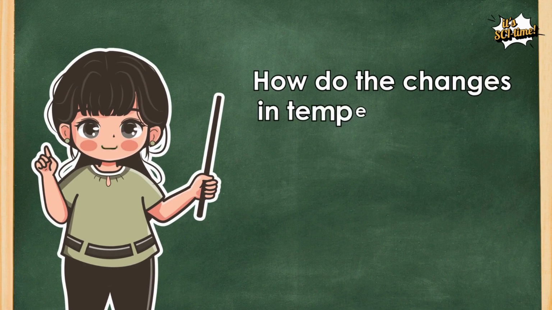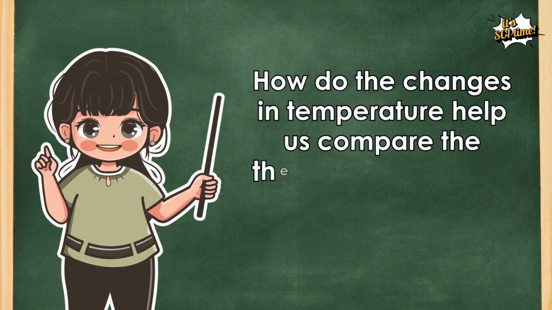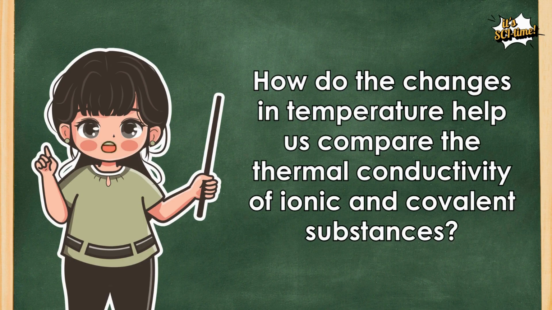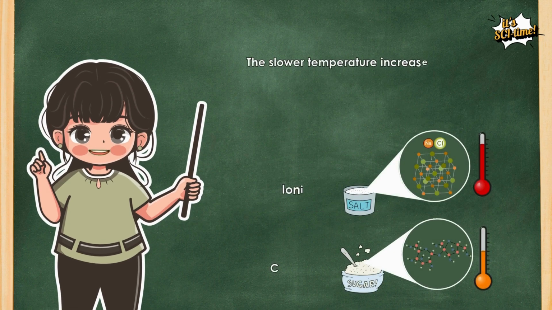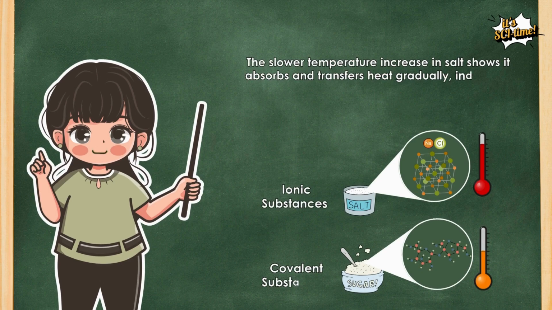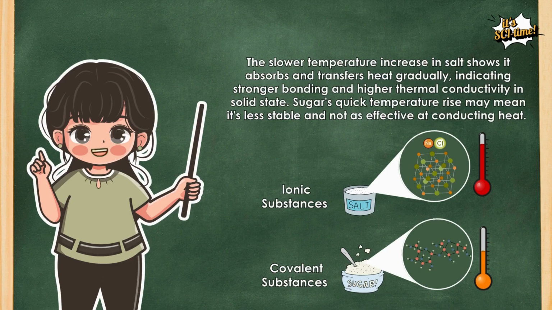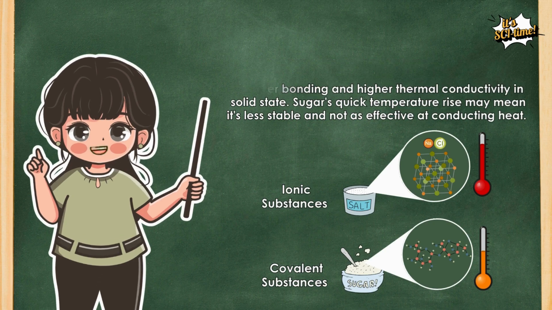How do the changes in temperature help us compare the thermal conductivity of ionic and covalent substances? The slower temperature increase in salt shows it absorbs and transfers heat gradually, indicating stronger bonding and higher thermal conductivity in solid state. Sugar's quick temperature rise may mean it's less stable and not as effective at conducting heat.